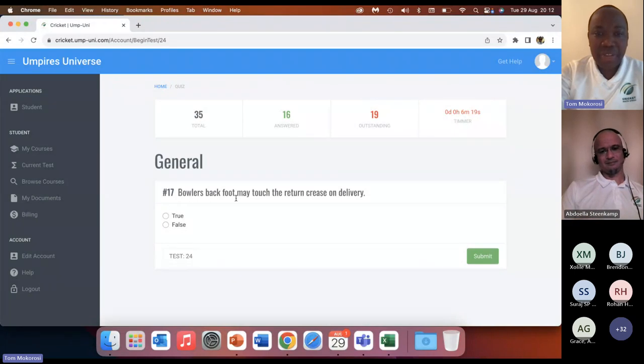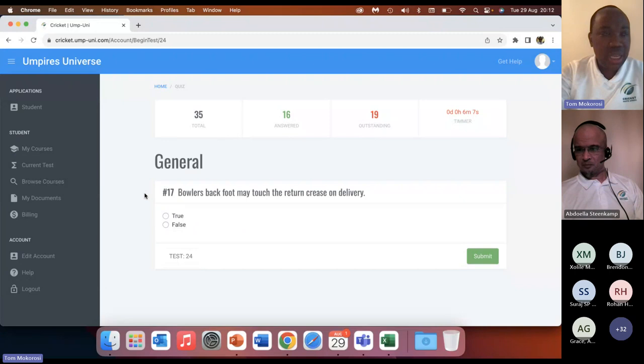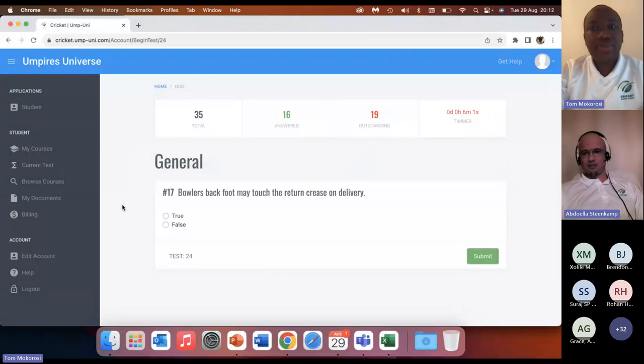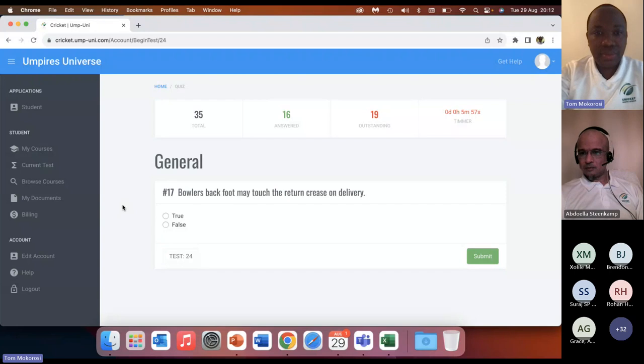Next statement: bowler's back foot may touch the return crease on delivery. Abdullah covered this just today in the revision slides. True or false, please, Abdullah? Any new hands? Yeah, Abhishek, can you please unmute your microphone and provide us with the answer? It's false.